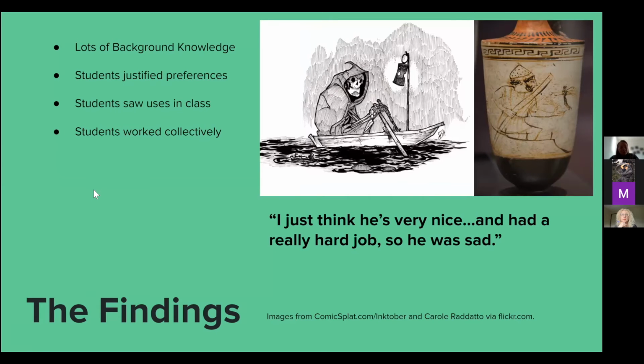I was actually really pleasantly surprised by how much background knowledge students had coming into reading the Aeneid. Some of it, of course, was from previous classes with their normal classroom teacher, but some of it was definitely just picked up out and about.